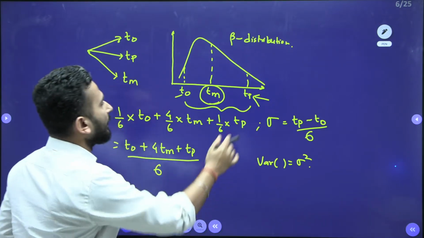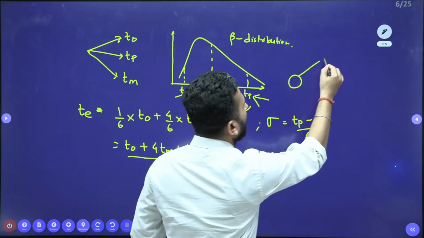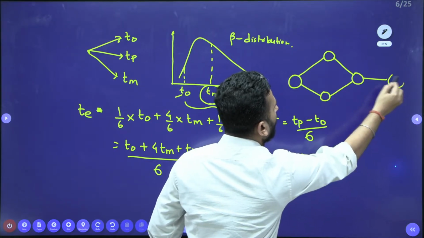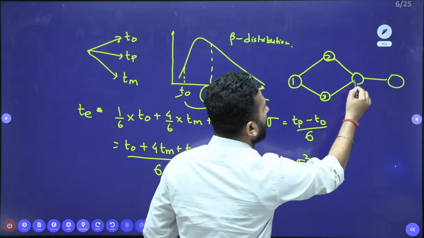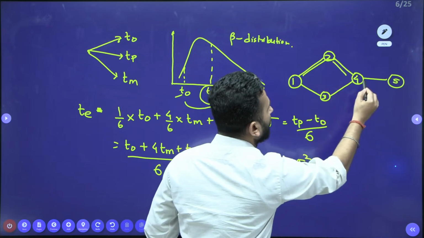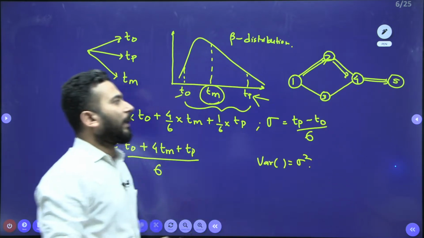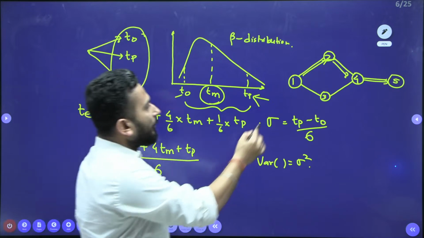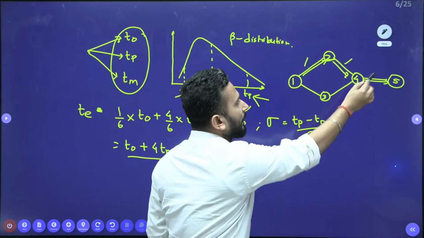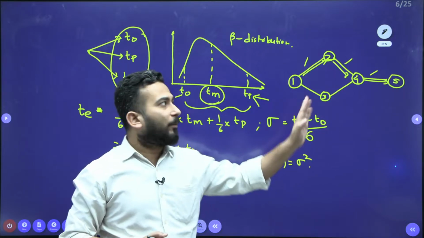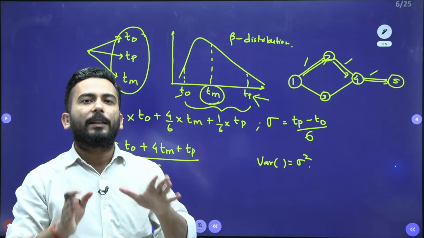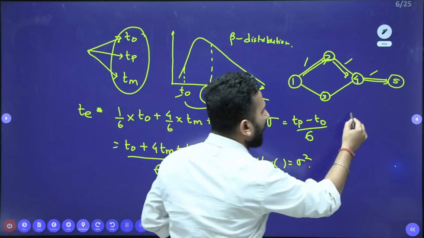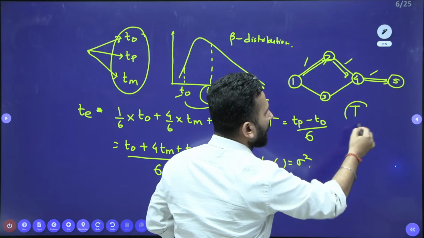Now suppose, my dear friends, this is a network diagram. One, two, three, four, five, and these are forming your critical path. So using the three time estimates, I can find the expected time for this, expected time for this, expected time for this, and if you add all the expected times of the activities lying on the critical path, you ultimately get the expected project completion time. Let me assume it is T.